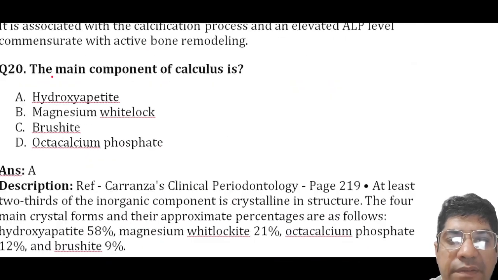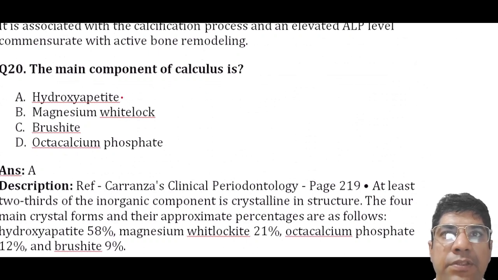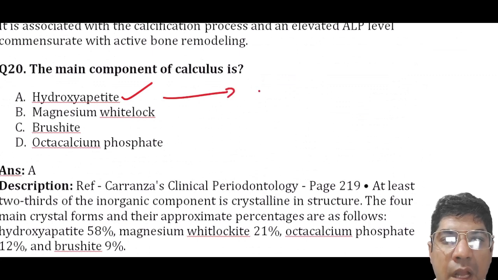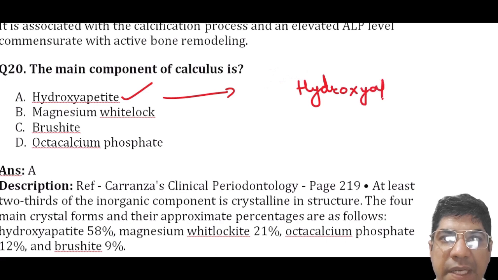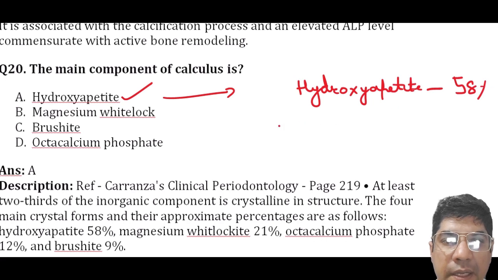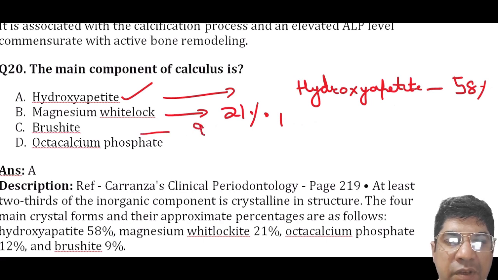The main component of calculus is hydroxyapatite. So which is the main component of calculus? Remember, hydroxyapatite is present in 58%. Magnesium whitlockite is present in 21%. Brushite is 9%, and octacalcium phosphate is 12%. So the main component is hydroxyapatite.